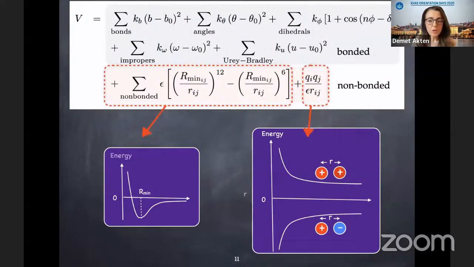But moreover, we have non-bonded terms. In other words, atoms which are not connected but close in space therefore interact, and they feel the effect of each other.